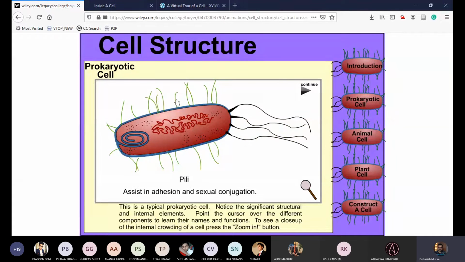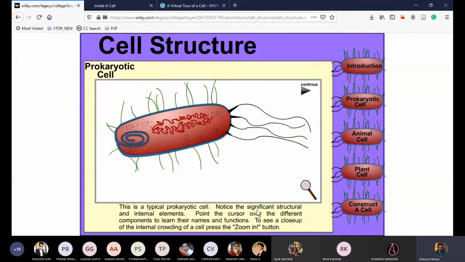And then there are these pili. Pili are small protrusions of the membrane. The bacterial membrane itself protrudes out to give the appearance of a pili. So what are the functions it has? First, it helps in adhesion to multiple surfaces.